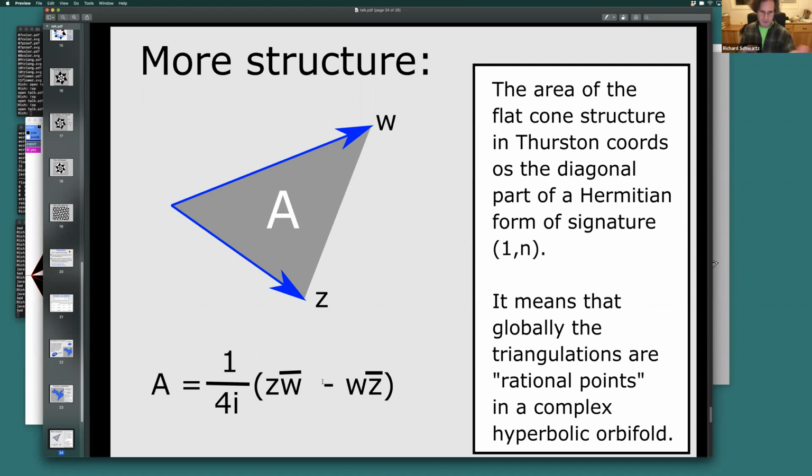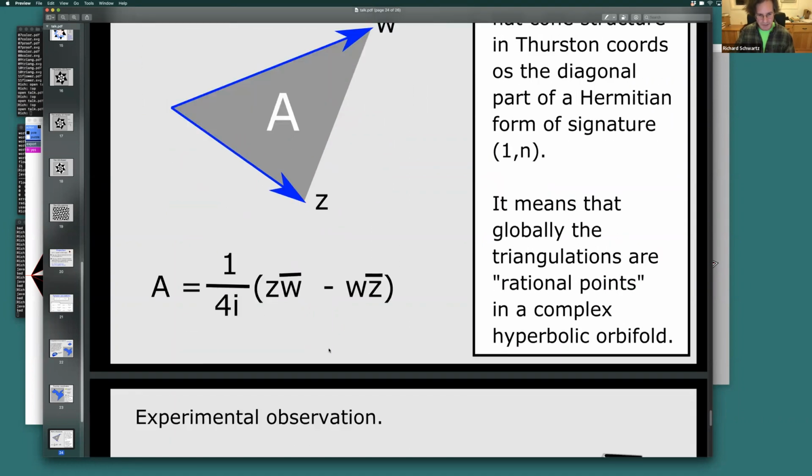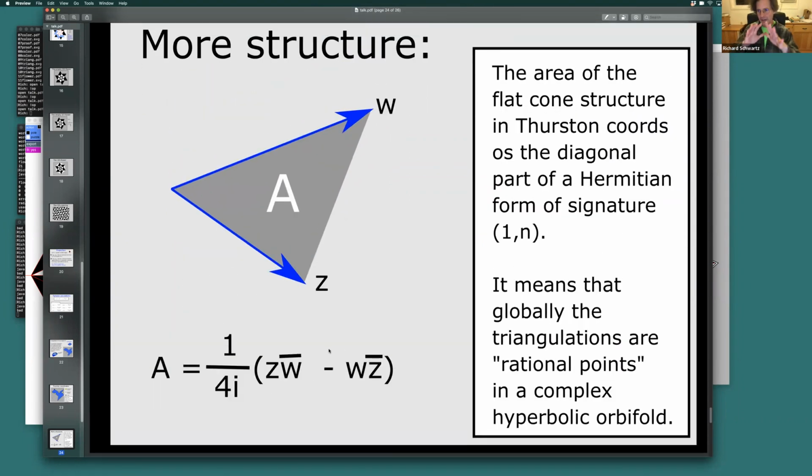So if you take this moduli space of flat cone spheres up to similarity, it has a natural complex hyperbolic structure. It's just like the real forms of type 1,n give rise to real hyperbolic space, the Hermitian forms of type 1,n give rise to complex hyperbolic space.